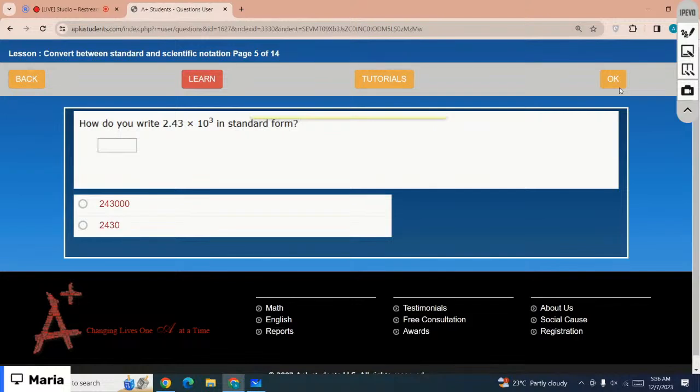How do you write 2.43 times 10 exponent 3 in standard form? So which is the correct option, 1 or 2? You need to move the decimal point 3 places right. So the correct option is, yes, very good. That is option number 2.